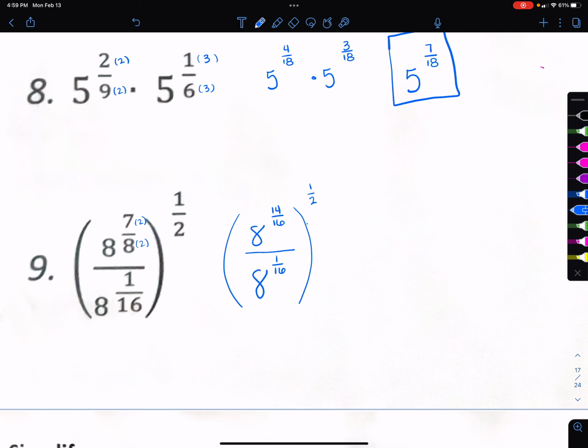Now on the inside of the parentheses, I can subtract that now. I can simplify that so that I have 8 to the 13/16. And the power on the outside is 1/2. Now here we are going to use a power of a power where we are going to multiply the exponents. So I will have 8 to the 13 over 32.